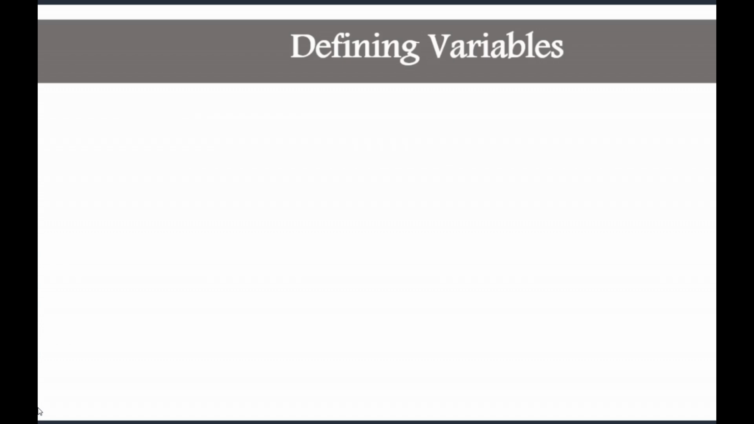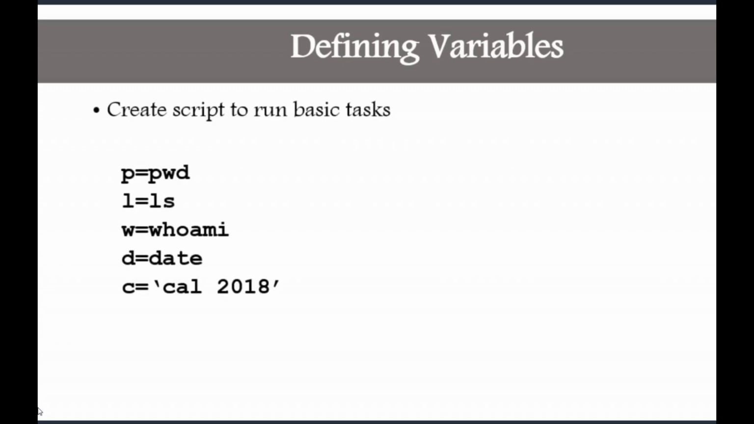So what exactly is a variable? Let's look at this. Look at this list that I have. Now you see I have defined a variable for P. I have put it as pwd. For L it's just simply ls. W is for whoami, D for date, and C for cal 2018. So these are the variables. The variables are the first letters P, L, W, D, C. And the commands inside of those variables are the ones on the right hand side. So this is how we're going to create our new script, by having those variables defined at the beginning.